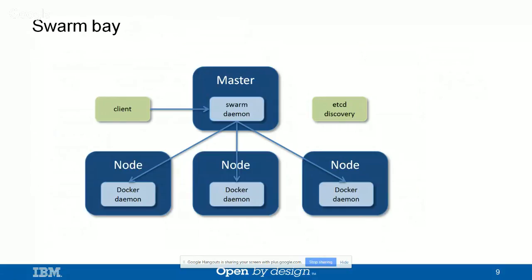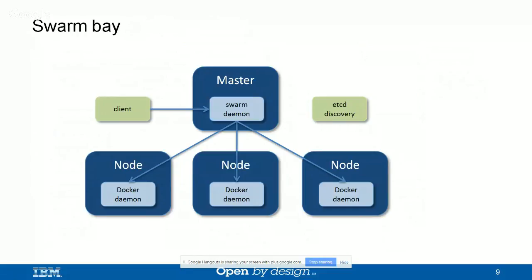You see on the right side there's etcd that we use for discovery. When Magnum launches the cluster, it records the information on the cluster, on the master and on the nodes, in etcd, and then we use that for discovery. And then there's a client that we use to talk to the swarm daemon to launch a container.